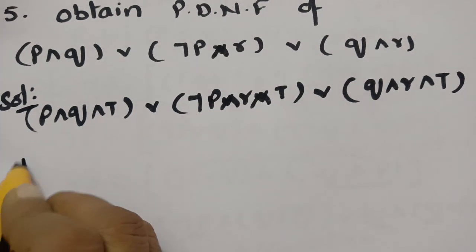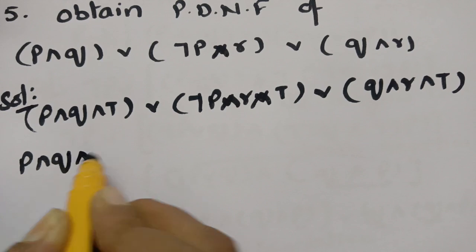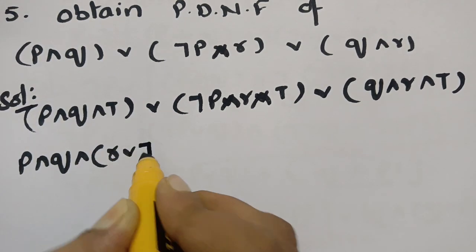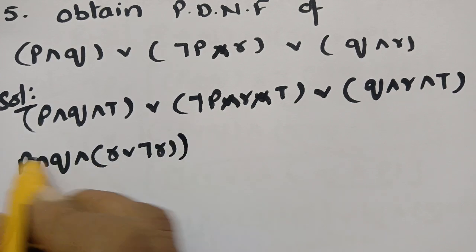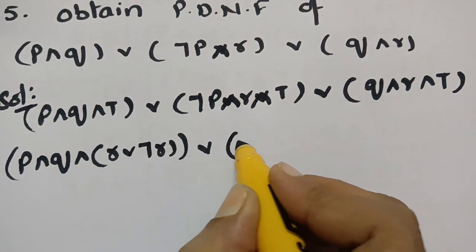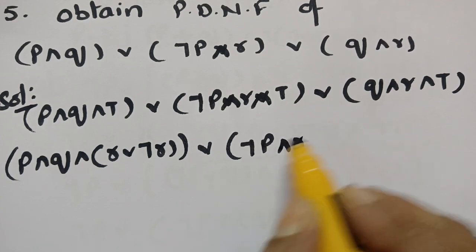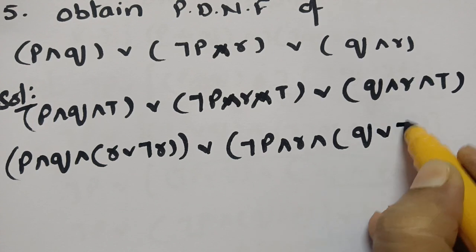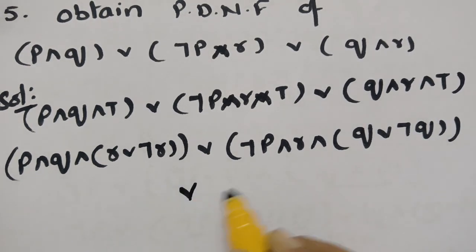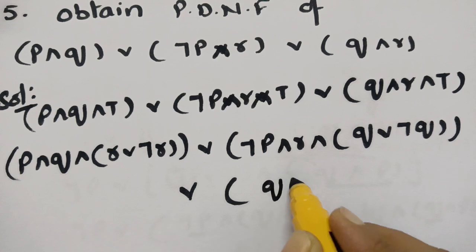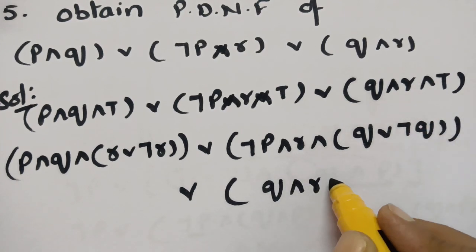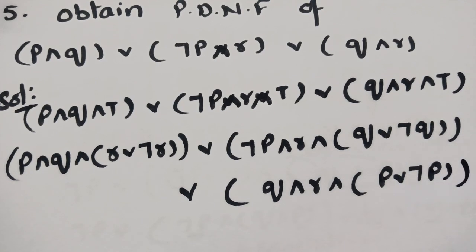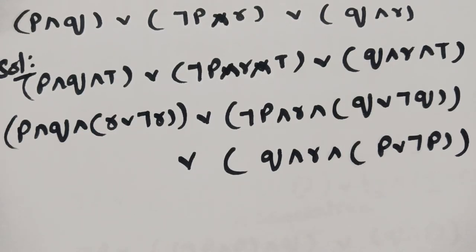See, this one can be written as P and Q, and what is missing? R is missing. Clearly you can write R as R or negation R. Or this is negation P and R. P and R are there. What is missing? Q is missing. So Q or negation Q. Clear? Or here Q and R. So what is missing here? P is missing. That is P or negation P. Clear?